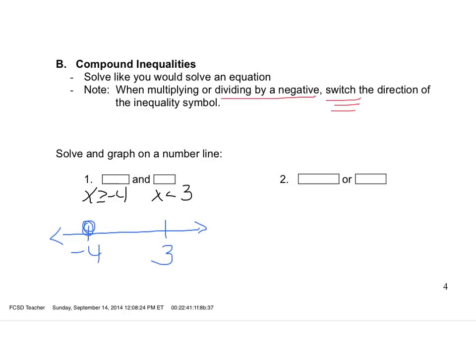It's a closed circle at the -4 because of the symbol, and it's an open circle at the 3. I need every x that's greater than or equal to -4 and every x that's less than 3, so my circles do connect. So there is no solving, but I actually was able to graph it on the number line.